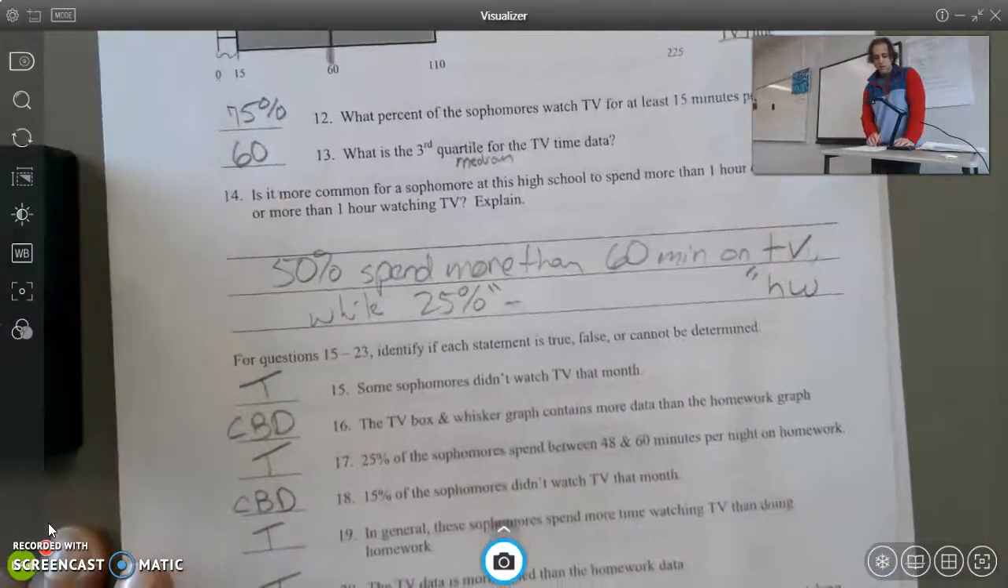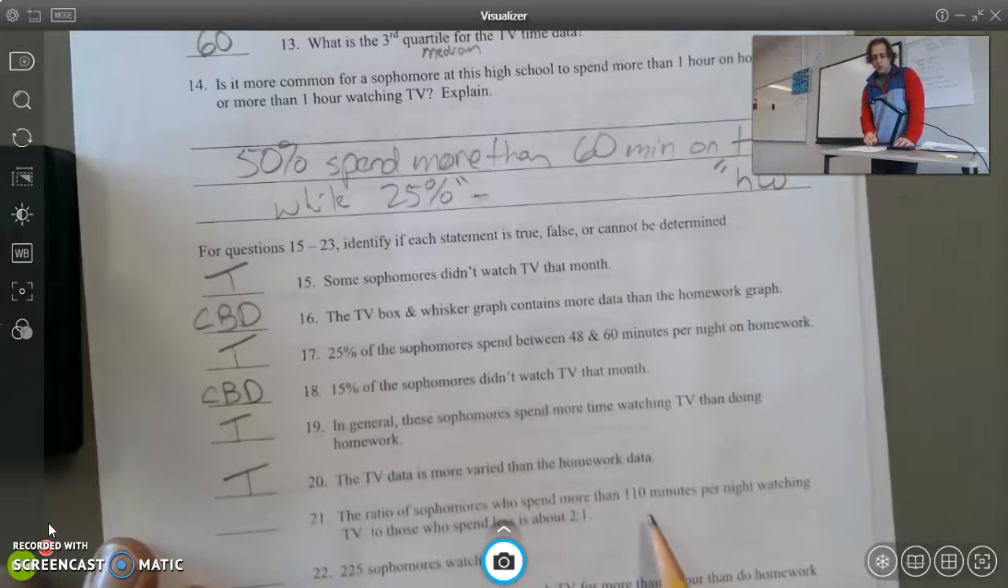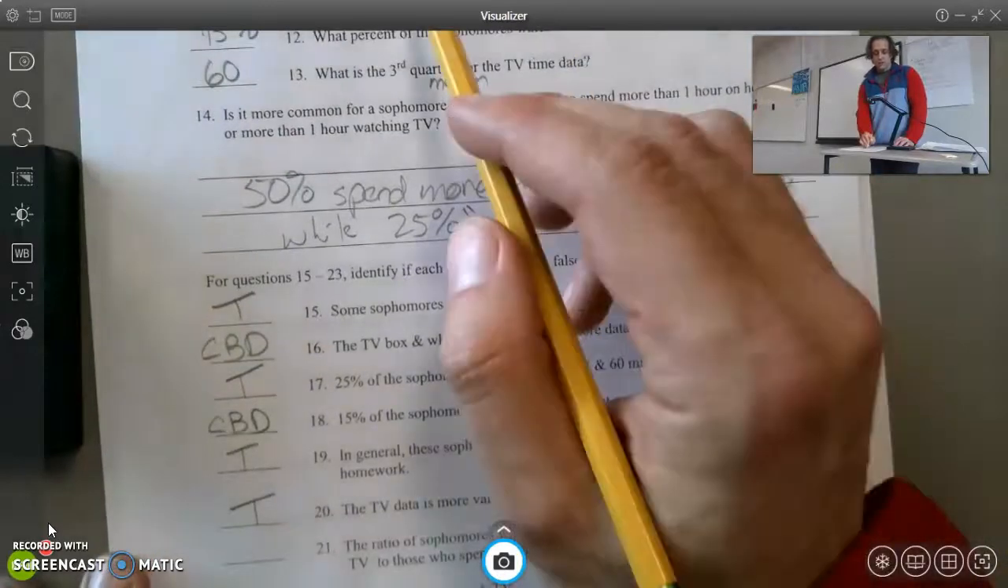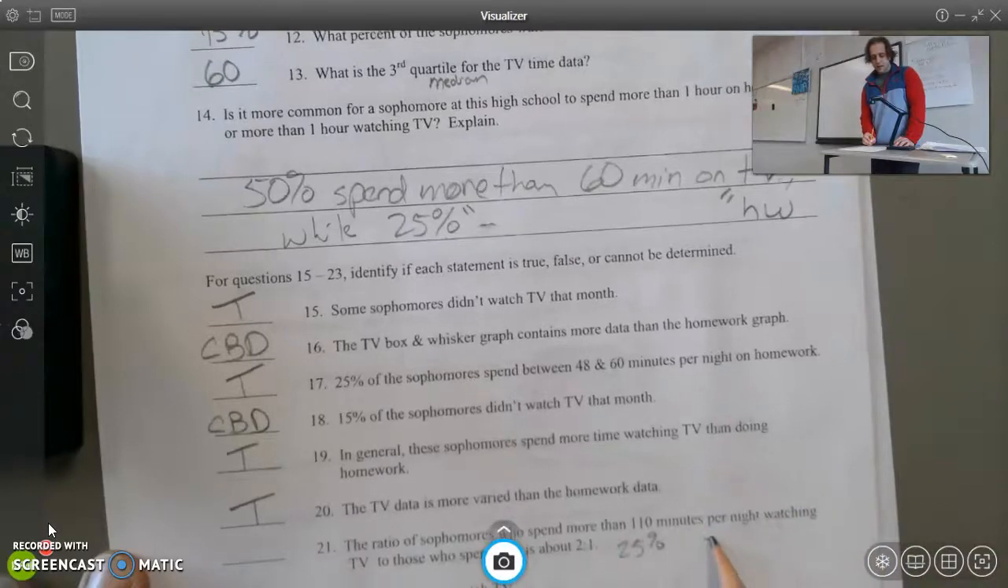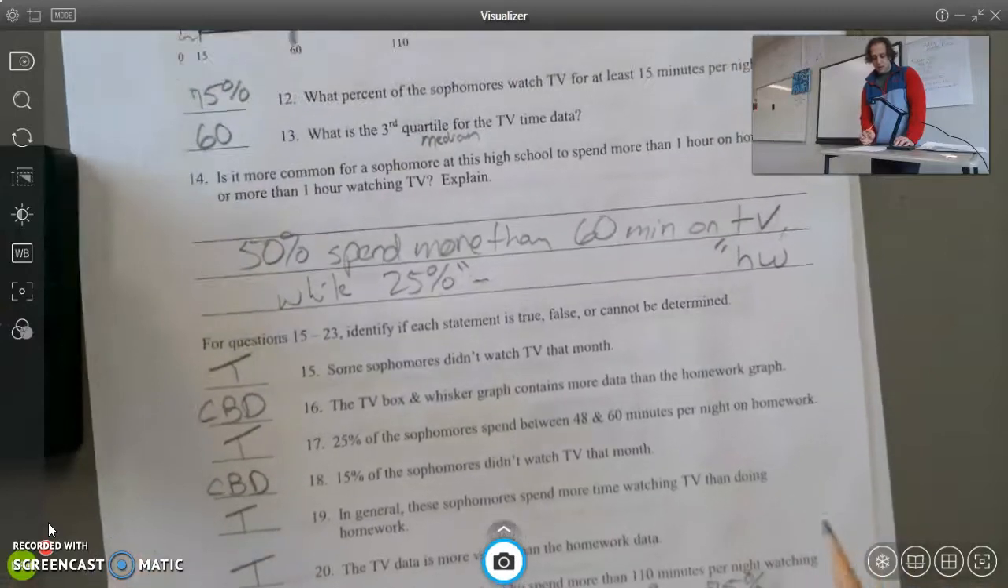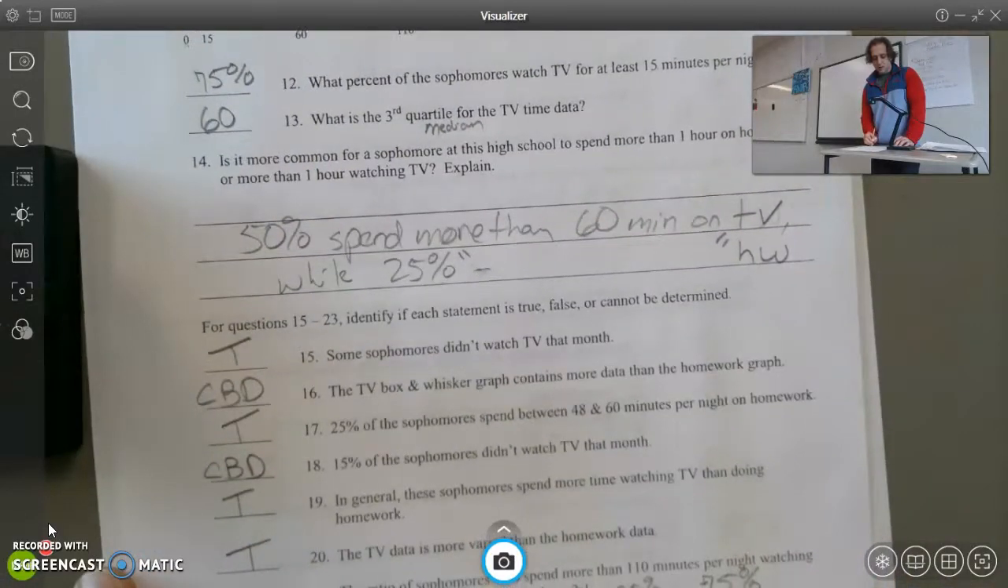The ratio of sophomores who spent more than 110 minutes per night watching TV to those who spent less is about 2 to 1. Well, let's look. More than 110 is 25%. Less than 110 is 75%. And that would not be 2 to 1. That would actually be 1 to 3. False.